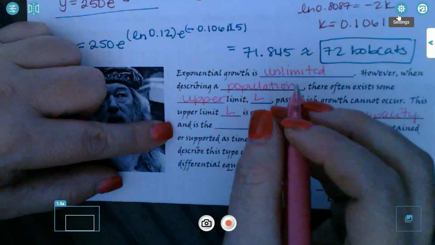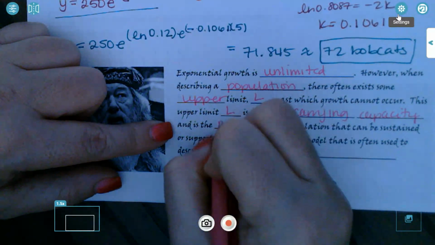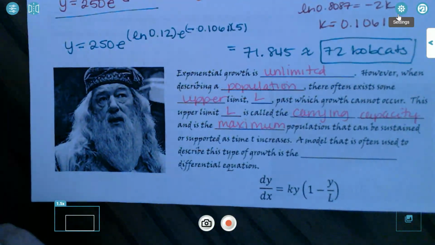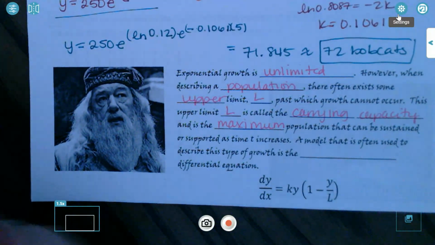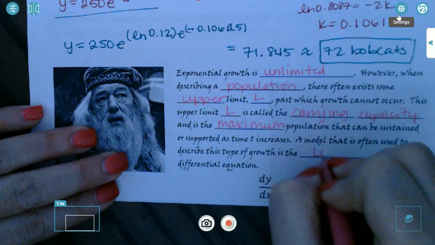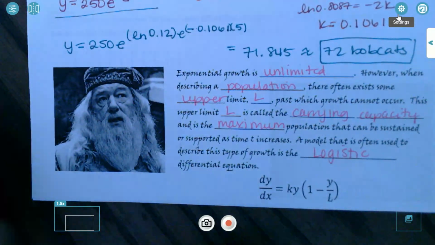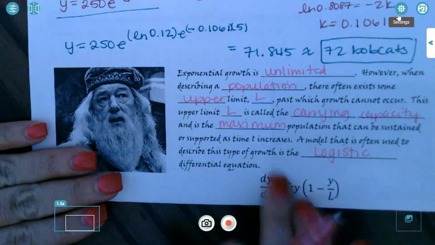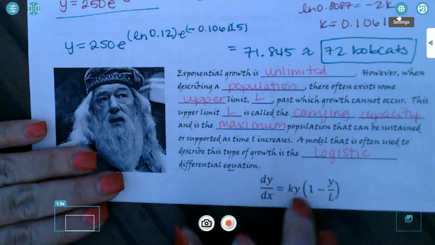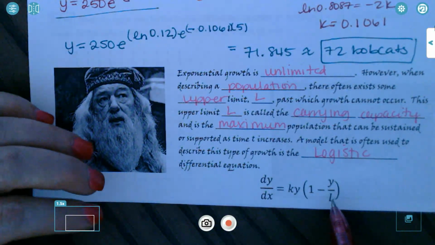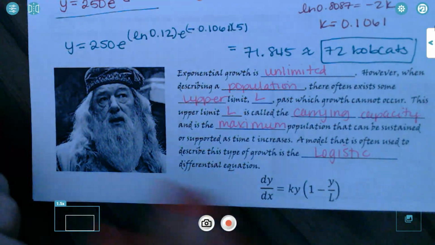And is the maximum population that can be sustained or supported as time increases. A model that is often used to describe this type of growth is the logistic differential equation. All right, so that's right here. And again, on that AP video I'm going to assign, you're going to see stuff like this. L can be a couple of different places. This is where we have it here. But ultimately they're basically saying there is an upper limit.